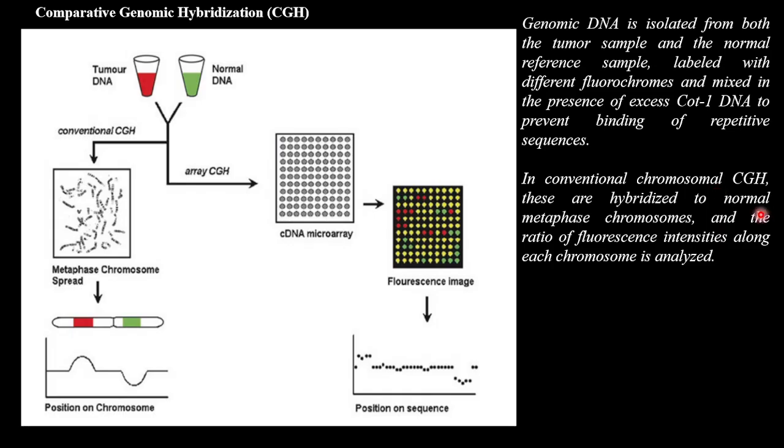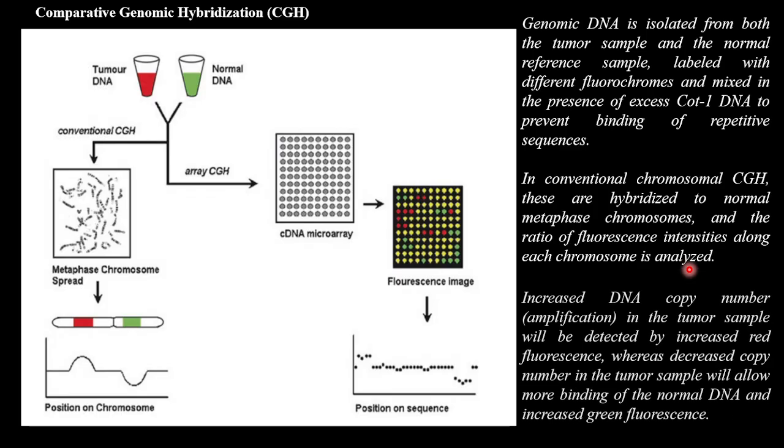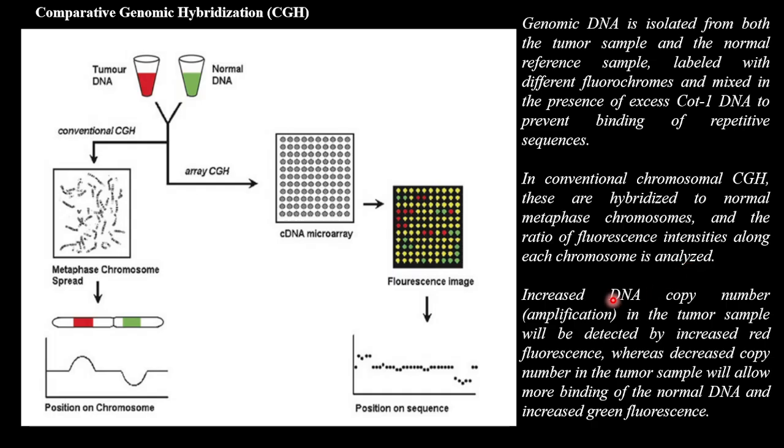In conventional chromosomal CGH, these are hybridized to normal metaphase chromosomes, and the ratio of intensities along each chromosome is analyzed. Why are we always doing everything in metaphase? The reason is that the chromosomes are condensed. Most of the techniques are done in the metaphase state.